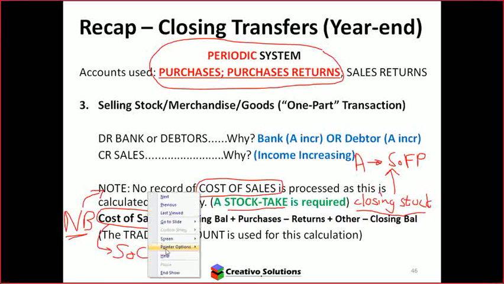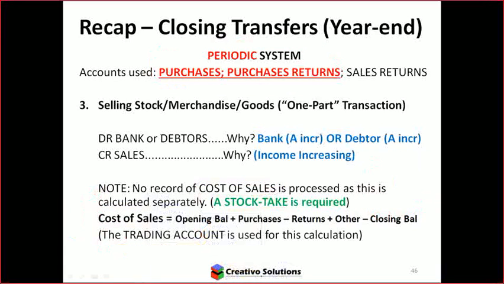I've just put a note here in terms of the actual selling of stock. Nothing changes there. That's basic. That's what you've always done with the bank and sales, or debtors and sales, in terms of the debit and credit for that particular account. Perfect. Everyone all right so far?